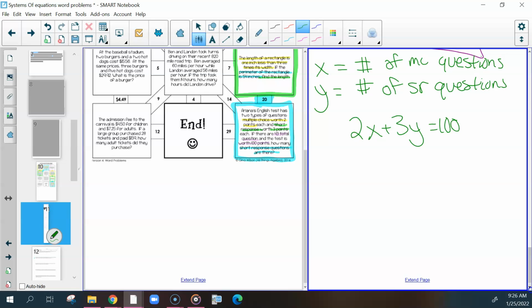And then how would we set up the second one? x plus y equals 43. This is the number of multiple choice, the number of short answer, and then the total number of questions. Those gotta go together. Okay, and then we're gonna solve this by graphing.